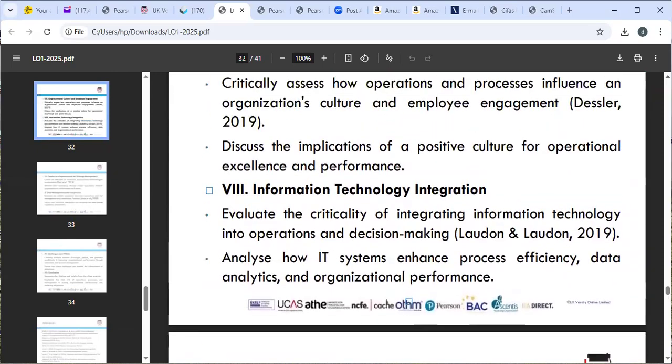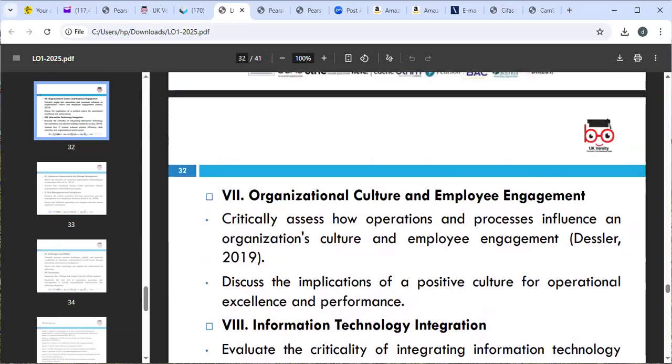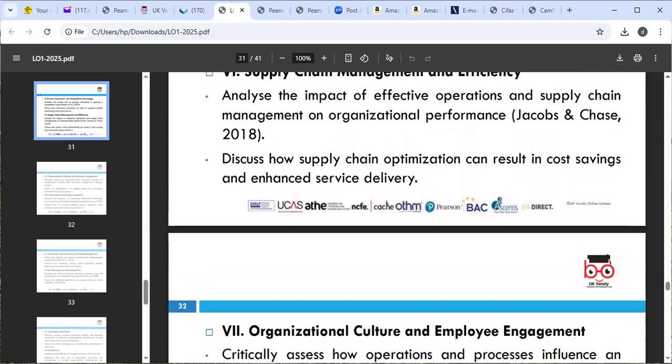So from risk management to change management, okay, to information technology, we have to evaluate, analyze all those: organizational culture, employee engagement. You have to organize how those processes influence the organizational culture and employee engagements. You have to discuss the implications of positive culture for operational excellence and performance. Okay.